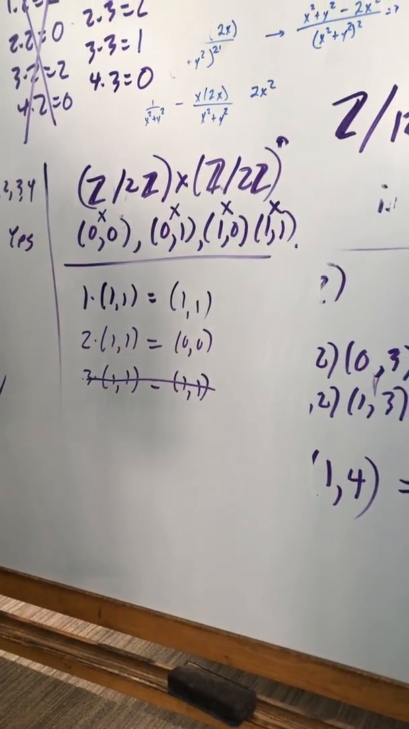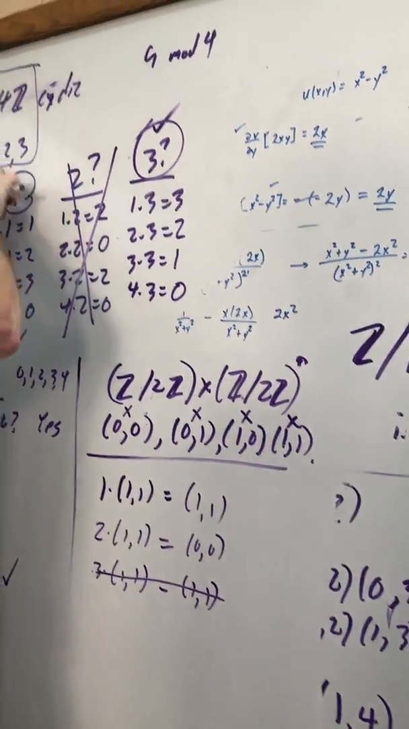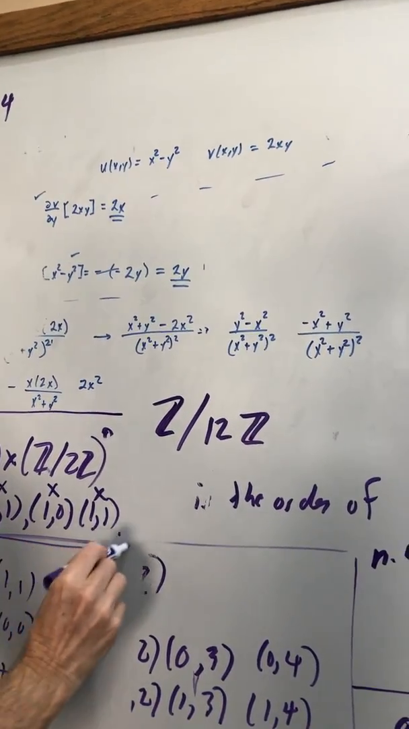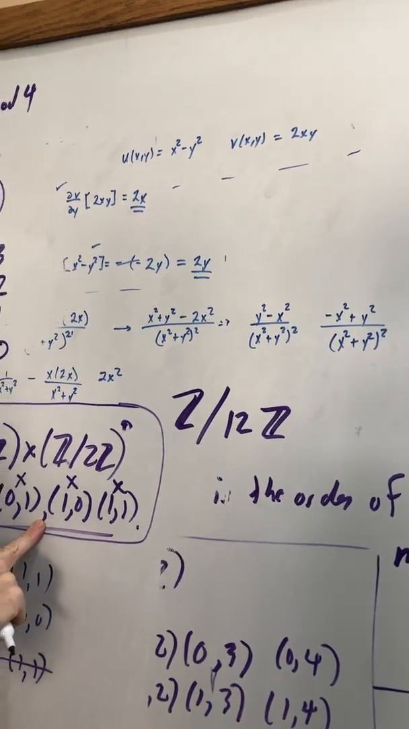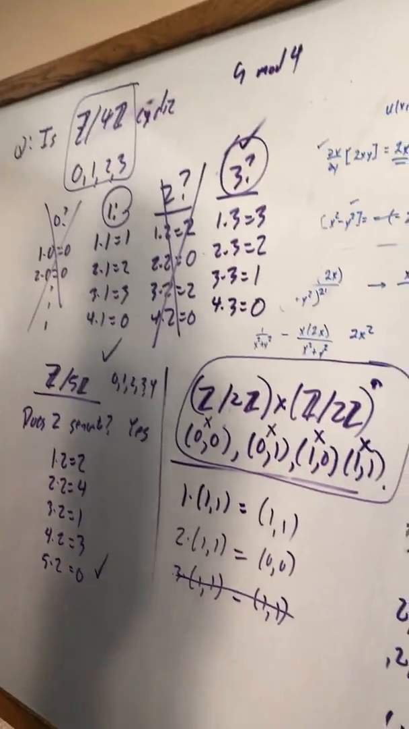So something to notice is that Z mod 4Z is a group with 4 elements. Z mod 2 cross Z mod 2 also has 4 elements, only because it's 2 times 2. This guy is cyclic and this one isn't.